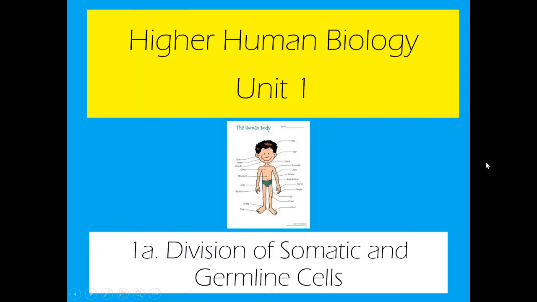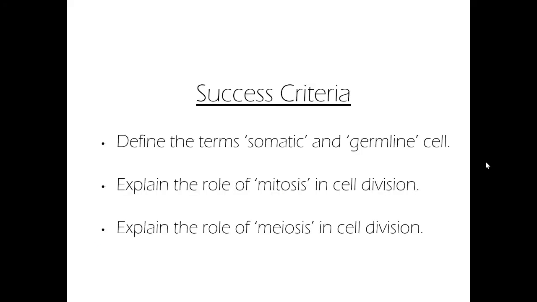This video covers Higher Human Biology, Unit 1, Key Area 1A, Division of Somatic and Germline Cells. So we've got three nice simple success criteria today. We're going to define the terms somatic and germline cell. We're going to explain the role of mitosis in cell division and explain the role of a process called meiosis in cell division.